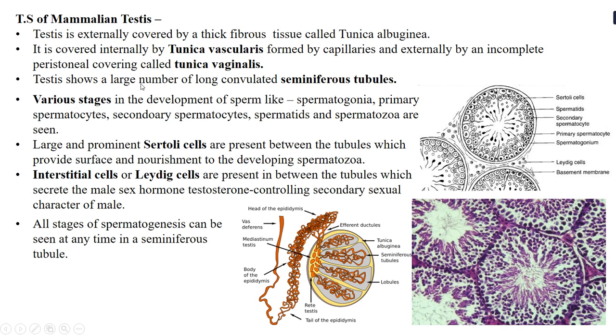Now the testis shows a large number of long convoluted seminiferous tubules. So these are the seminiferous tubules that you can see. The various stages seen in the development of sperms are spermatogonia, primary spermatocytes, secondary spermatocytes, spermatids, then the spermatozoa. So these are the various stages that are seen in sperm production.